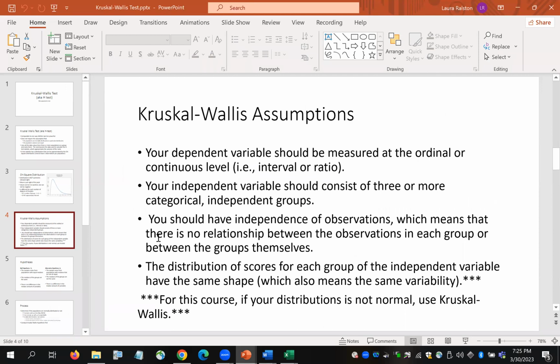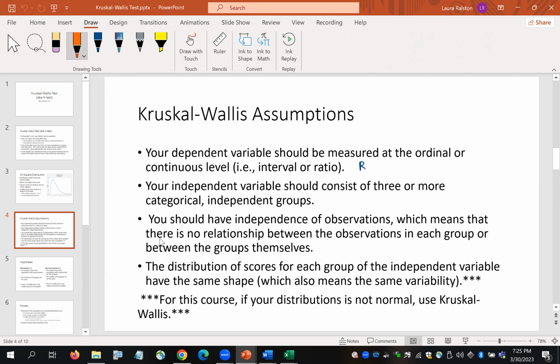Okay, the dependent variable is going to be like your response in the ANOVA. And the independent is going to be like your factor. And again, the key thing here is you have to have 3 or more groups.